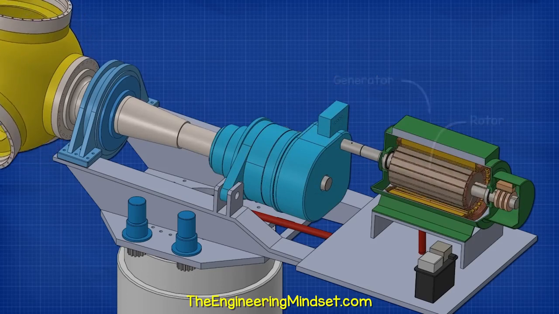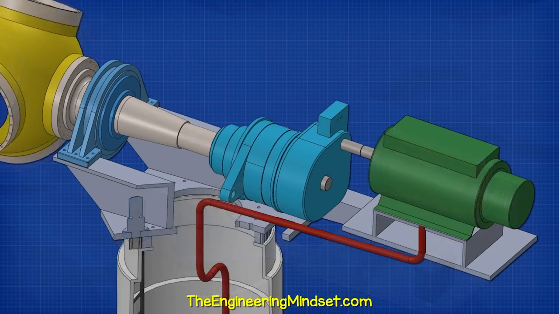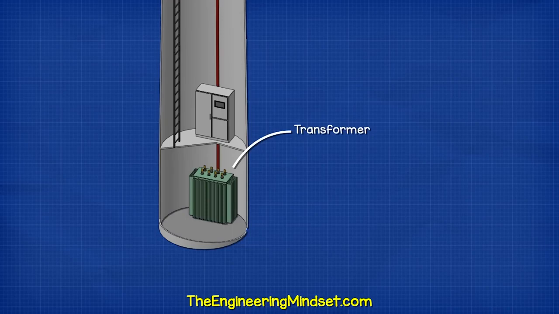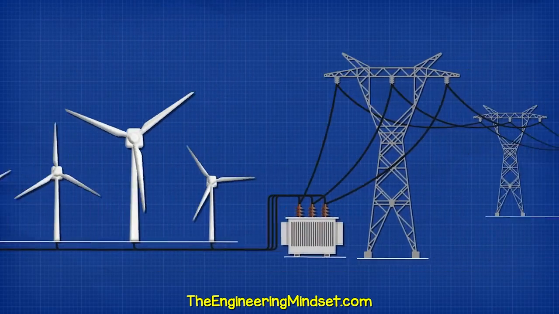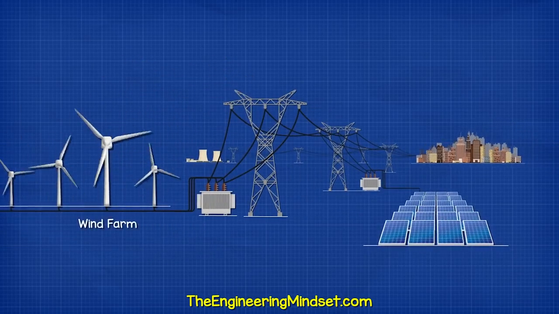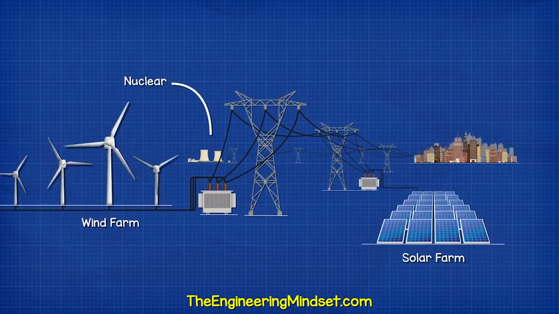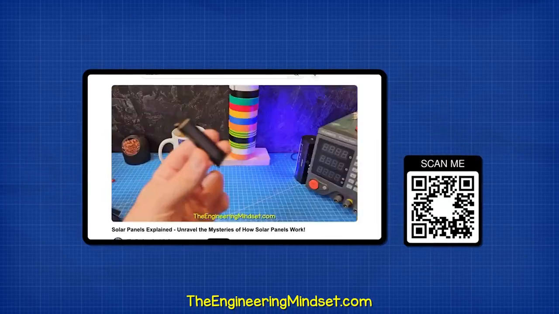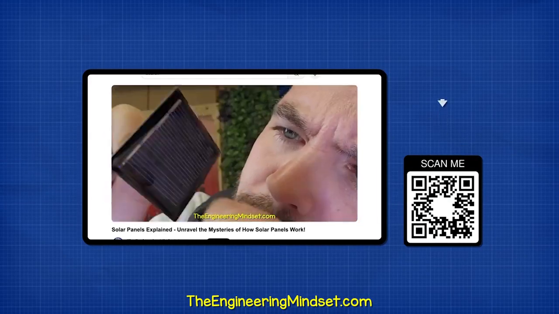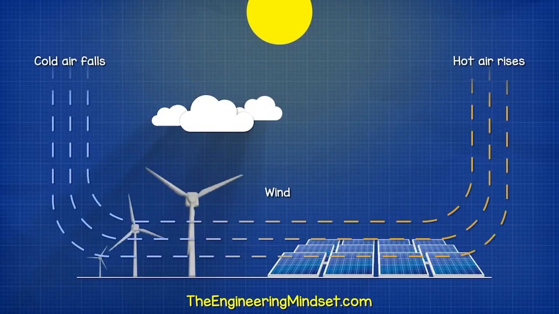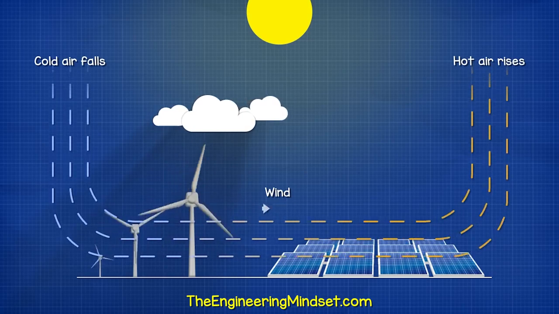We will see this in detail in just a moment. The output of the generator flows through a cable and down the tower to the transformer, where it will be sent to the electrical grid and distributed to the towns and houses. Other power generators, such as solar or nuclear, will also feed into the grid. You can also see our video on how solar panels actually work. Wind and solar are a great combination of renewable energy because it's always either sunny or windy.